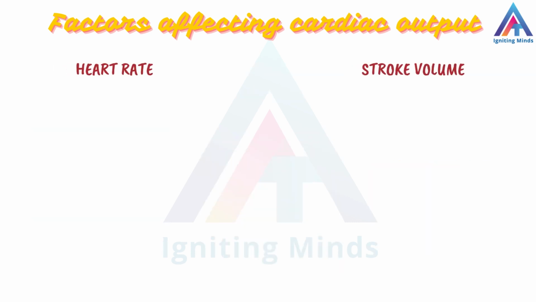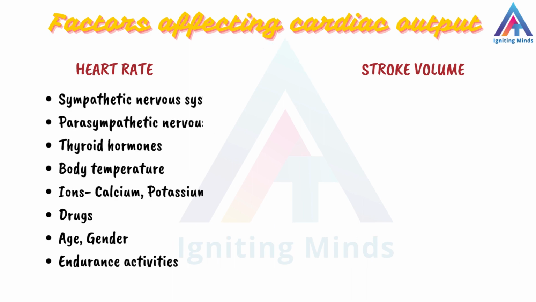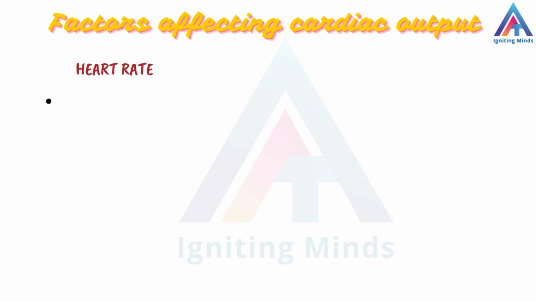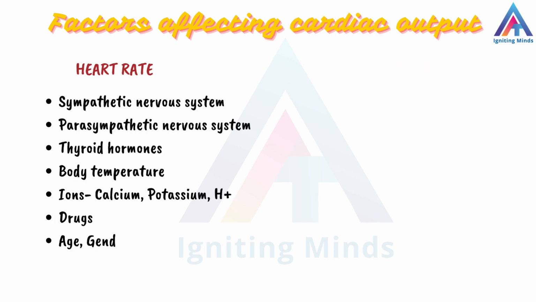Let's dig deeper into each of these parameters and understand the various factors affecting them. Numerous factors affect the heart rate and in turn affect the cardiac output. The stroke volume can be influenced by three main parameters: the preload, the contractility, and the afterload. Let's look into each of these factors affecting the heart rate.